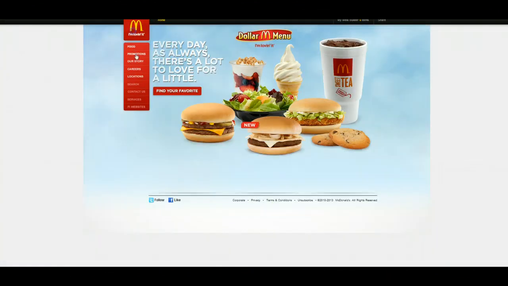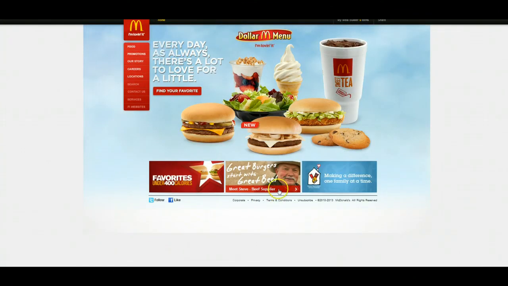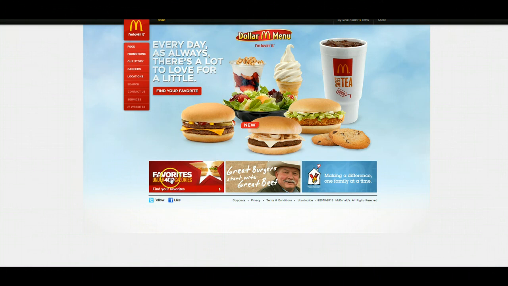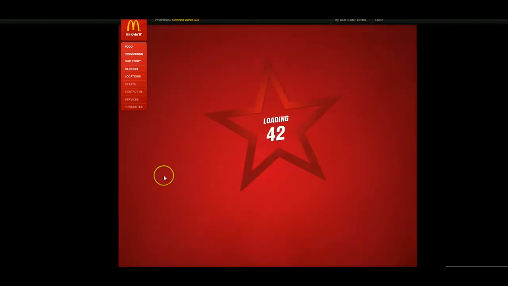McDonald's website isn't too bad, and I'm just looking at it real quick here. It is kind of scary when you look at something new that's happened in the restaurant field. Here they're advertising favorites under 400 calories.